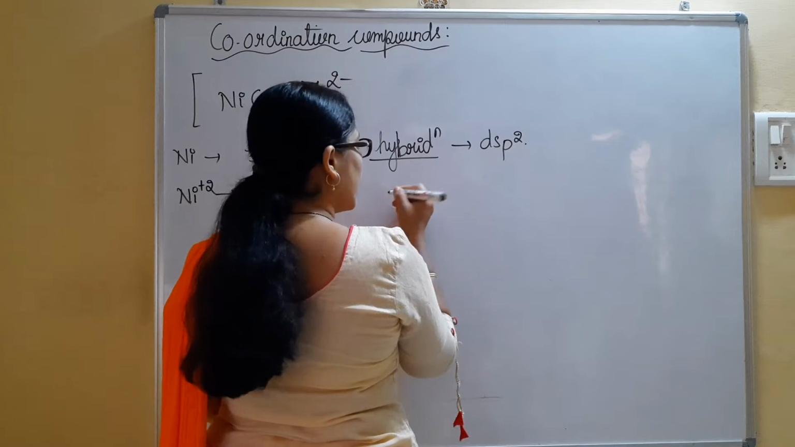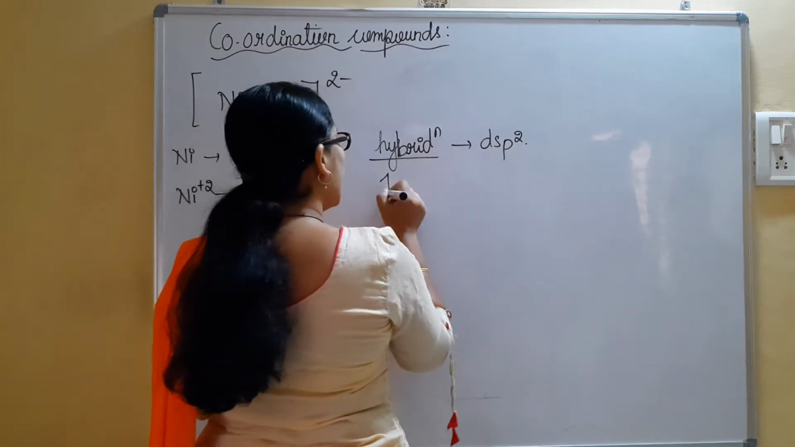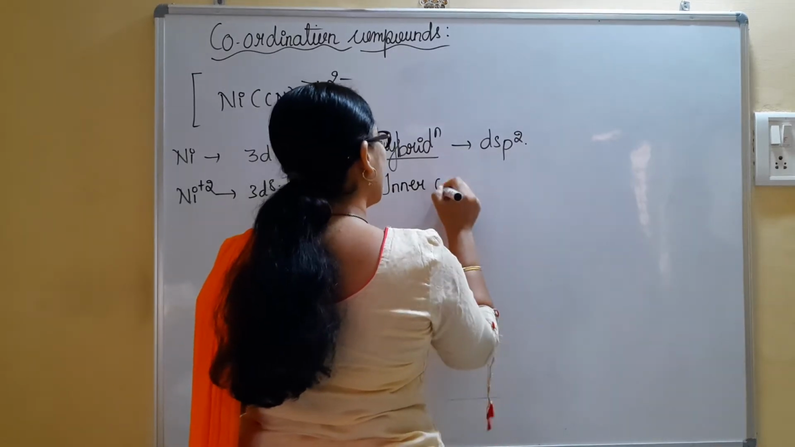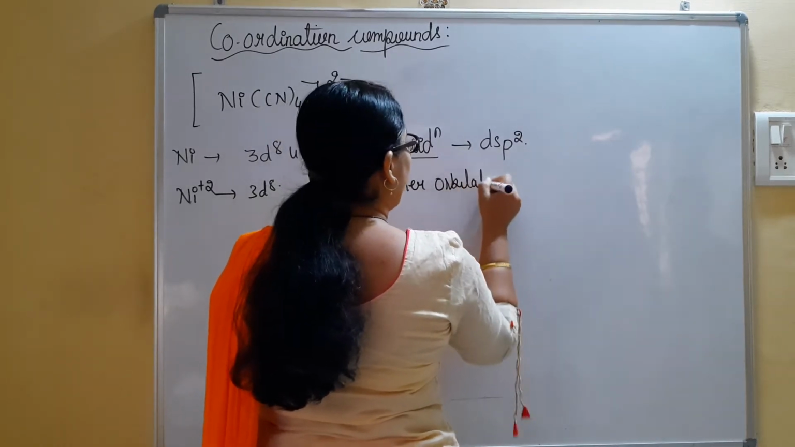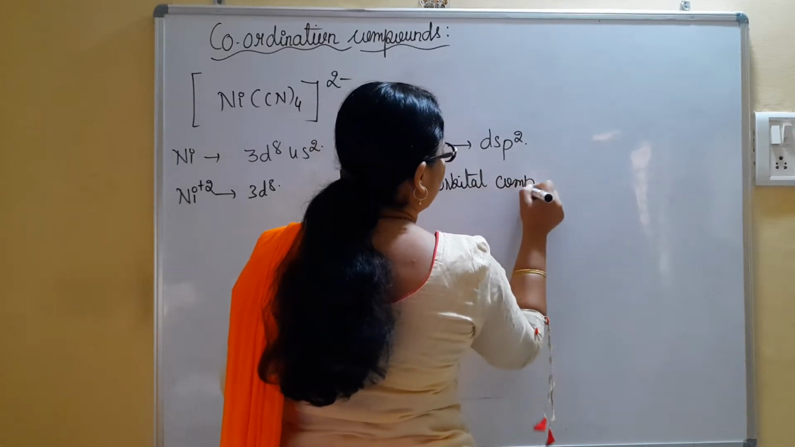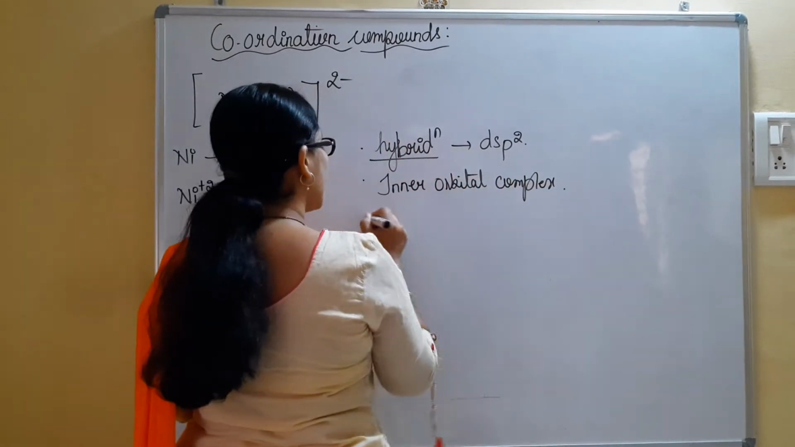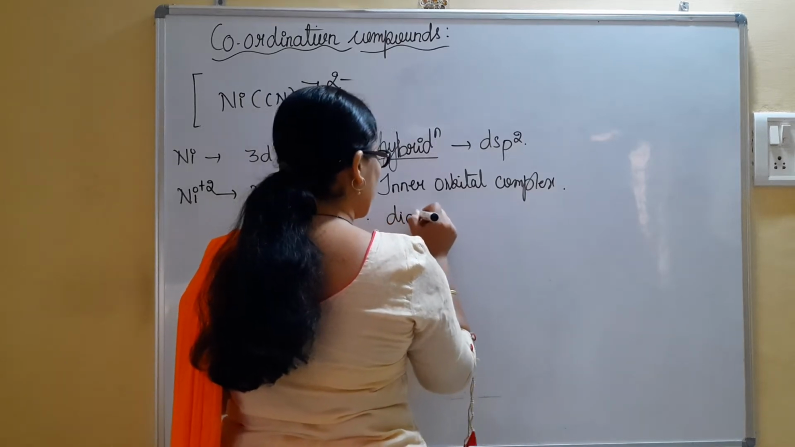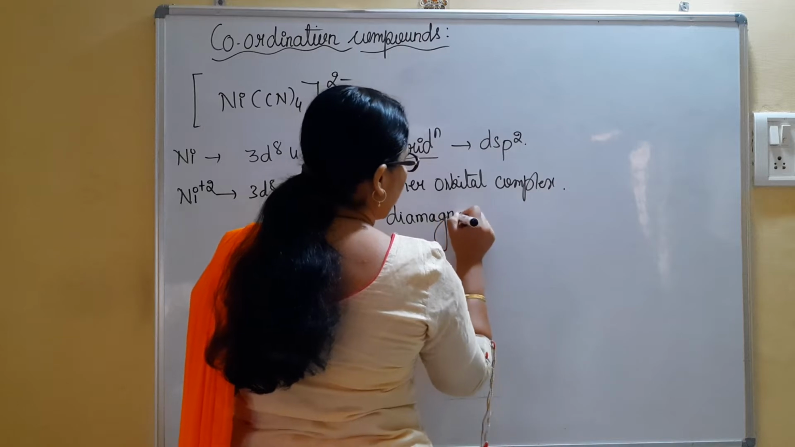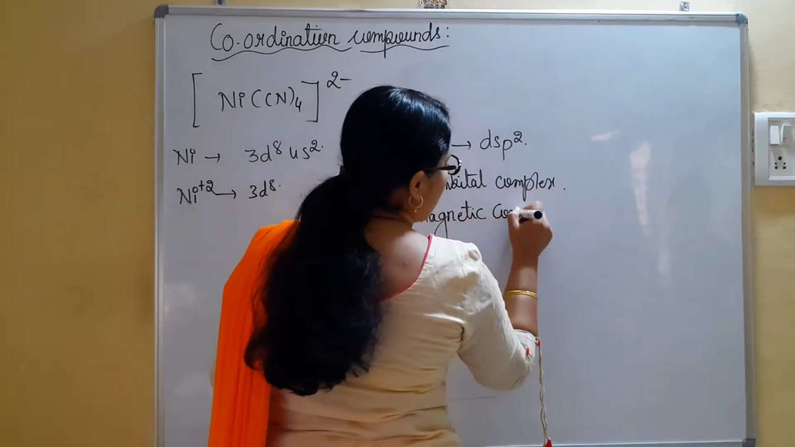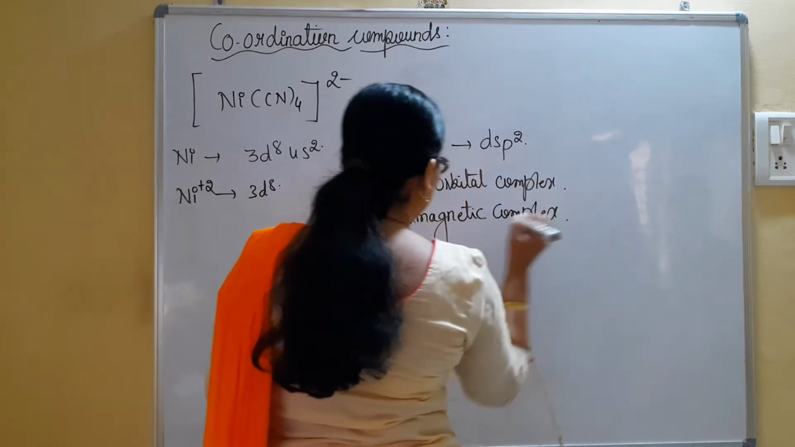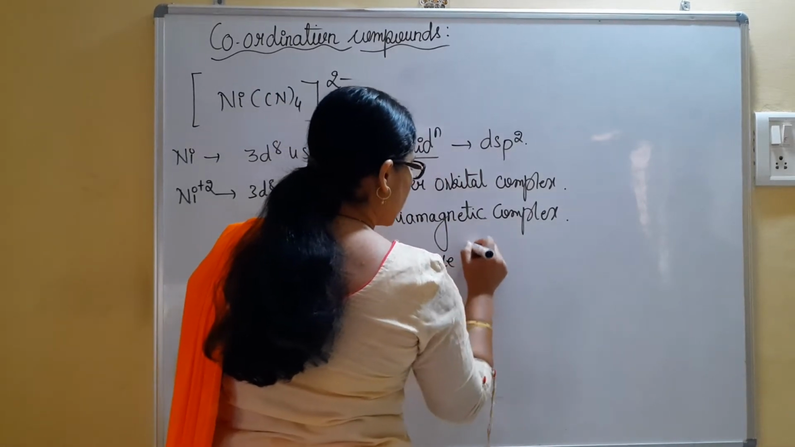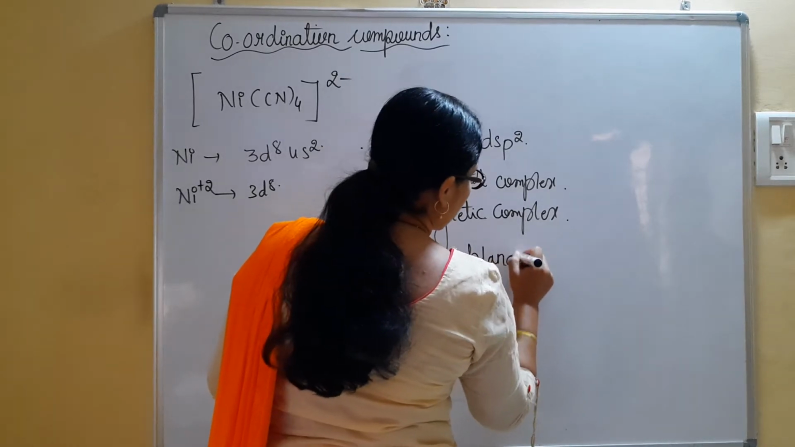So what type of complex is it? Inner d or inner orbital complex. Second point. Third point, as a strong field ligand is approaching here, it is said to be a diamagnetic complex. Lastly, what about the shape? Shape of the molecule is said to be square planar.